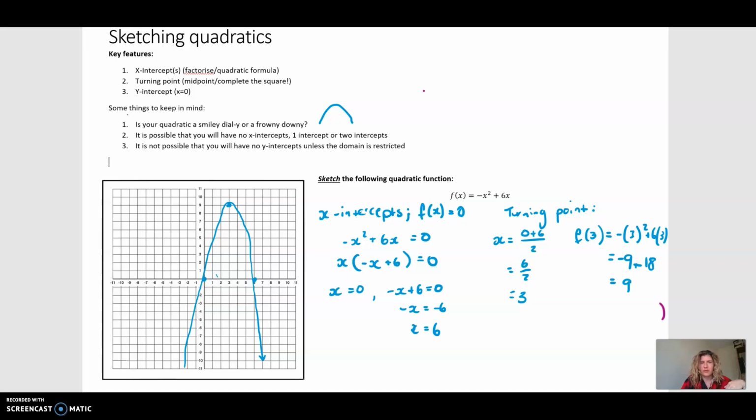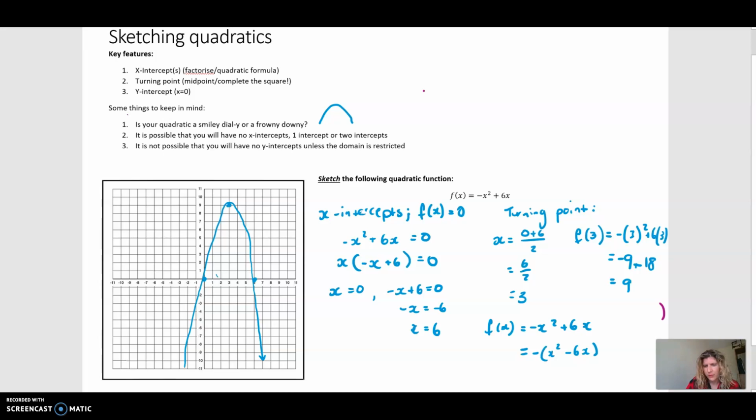The last little bit I want to do in this video is show you another way you can find the turning point, which is using completing the square. So if we know that f of x is equal to negative x squared plus 6x, remembering that when we're completing the square, the first thing we need to do is take out this negative, because we only really want to work with a positive x squared. So we're going to change this to negative, x squared minus 6x.